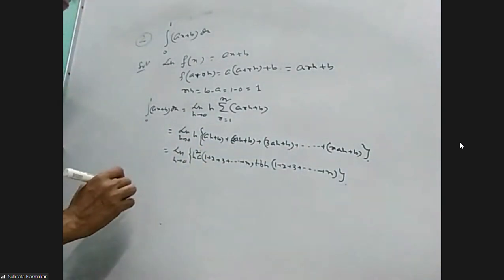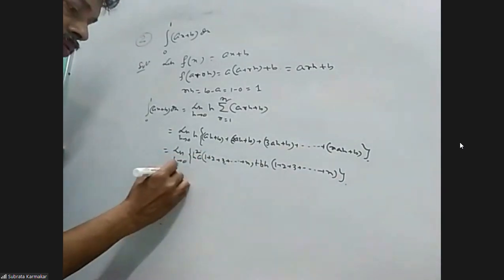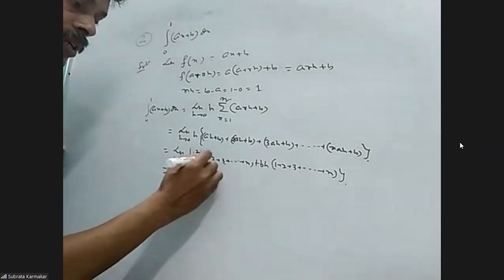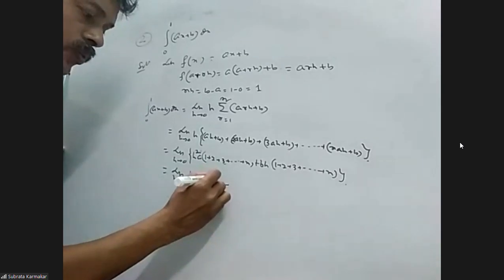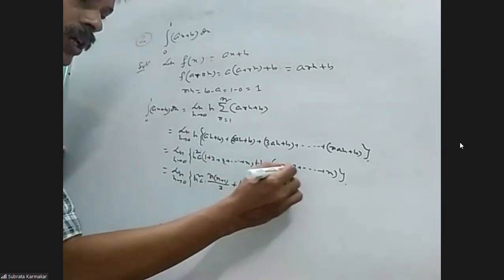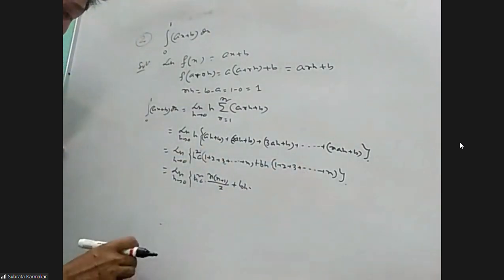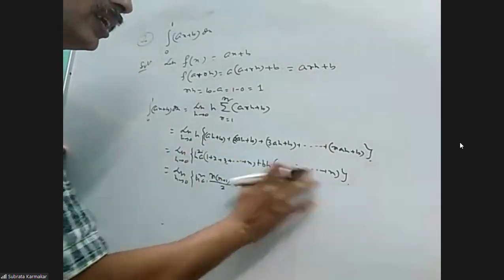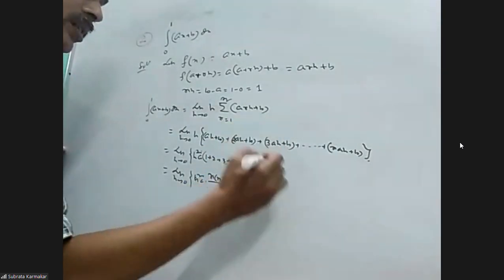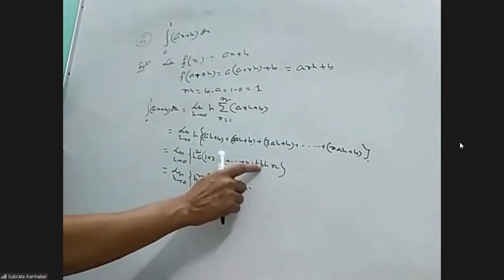So the first part is an AP series. Limit h tends to 0, h square a into the sum, n into n plus 1 by 2, plus bh. Here you see, n times bh will come. If I take bh common, 1 will come n times. So nbh directly we can write. I repeat, second part: bh, then bh, then bh, so nbh.